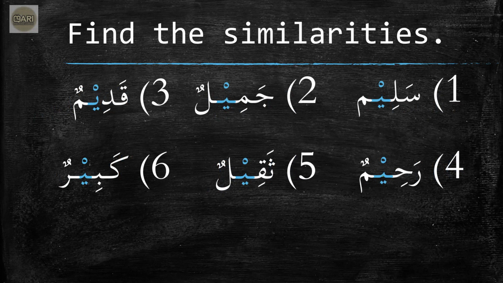And so to show that in different terms, you can see the white letters there are the original letters. Salim, you can see the Ya there is blue in all of these examples. Jamil, Qadim, Rahim, Thaqil, and Kabir. Now you'll remember that we mentioned, and it's also mentioned in your book, that the Faail form is generally used for descriptions. It's used for adjectives. But it can also be used to show a doer of an action and can also be used to show a receiver of the action. But we said more commonly it's going to be used for an adjective.